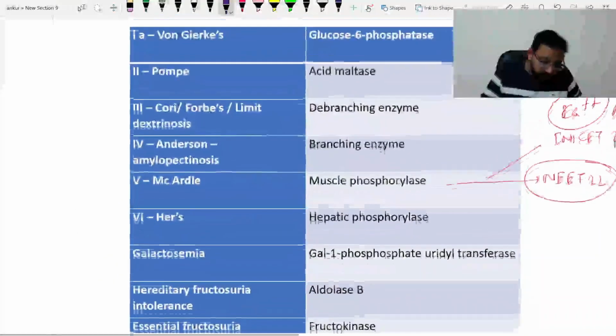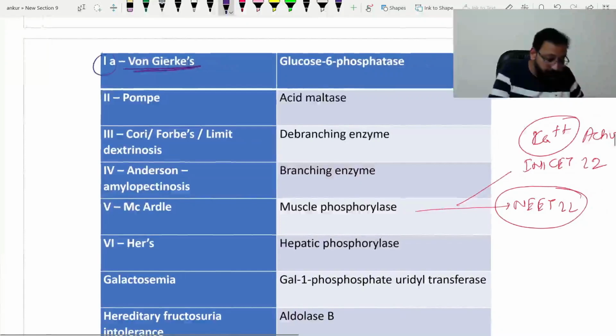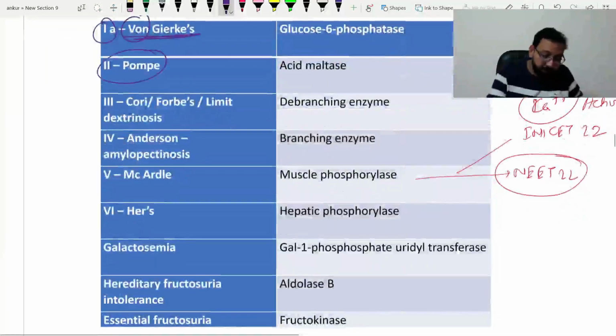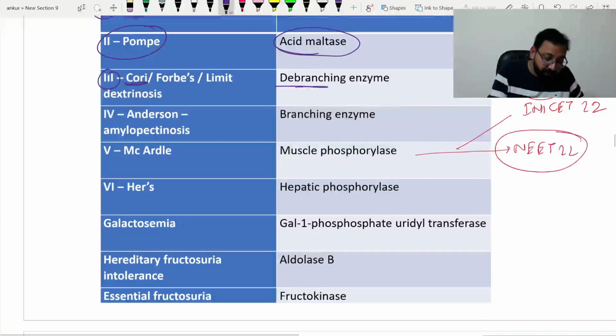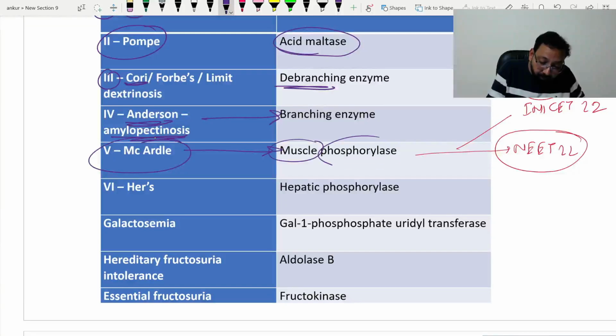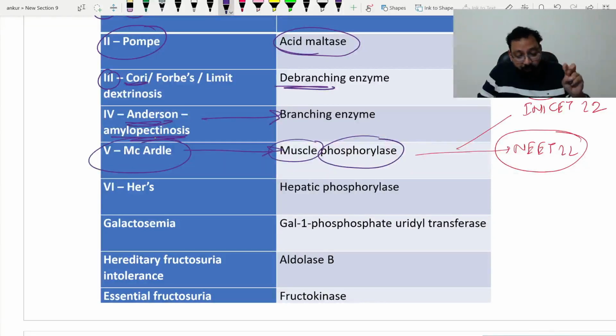So these are the different types of glycogen storage disease. Type 1, von Gierke's. Type 2, Pompe's, acid maltase deficiency. Type 3, Cori's disease, debranching. Type 4, Anderson disease, amylopectinosis, branching enzyme is deficient. Type 5, McArdle's, muscle phosphorylase is deficient. Two times a question has been asked: muscle phosphorylase deficient, they gave the clinical symptom, the patient has exercise intolerance, what is the diagnosis? The answer was McArdle.